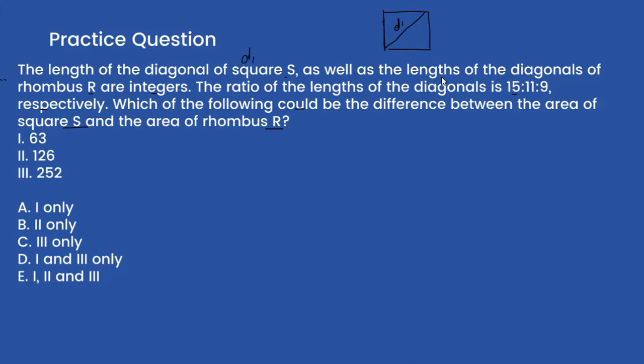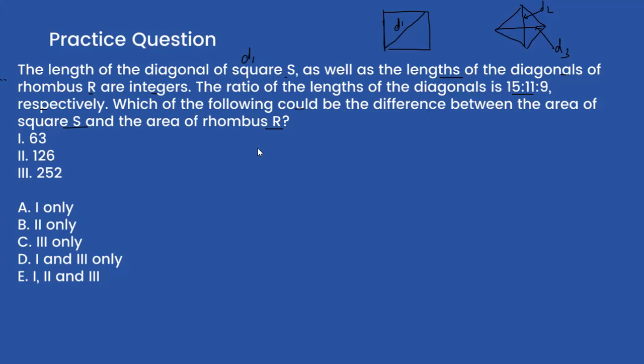And the lengths of the diagonals of the rhombus are integers. So there is a rhombus and there are two diagonals. Let's say D2 and D3, since D1 is already taken. This is D2 and this is D3. So the ratio of the lengths of the diagonals is 15:11:9.